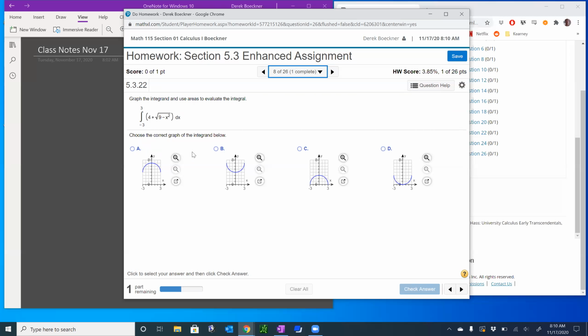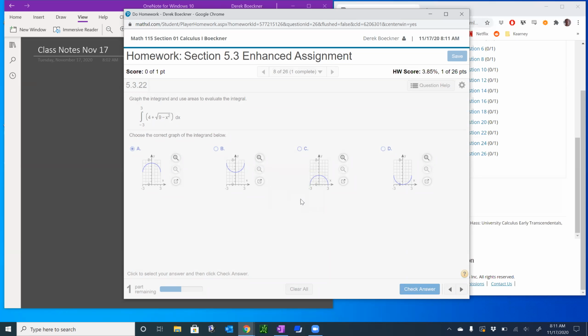Right. So we've got the circle of radius 3, which is the back half of this, plus 4. So I have to go 4 and then up another 3, which gets me up to 7 at the top. So I've got the circle, but it's lifted by 4. The square root part gives you the circle. The plus 4 just shifts it up.